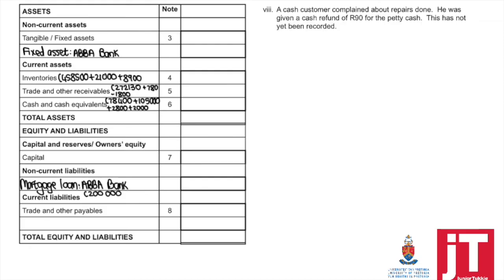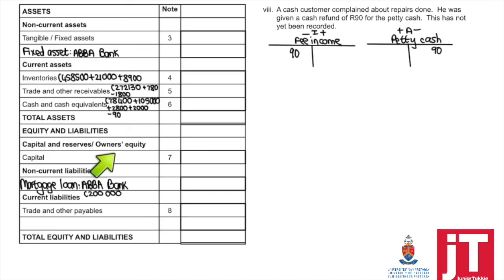Then a cash customer complained about repairs done. He was given a cash refund of 90 Rand, but from the petty cash, and this has not been recorded. It means that fee income will be debited and petty cash will be credited, which means minus 90 in your cash and cash equivalents, because petty cash forms part of cash and cash equivalents.